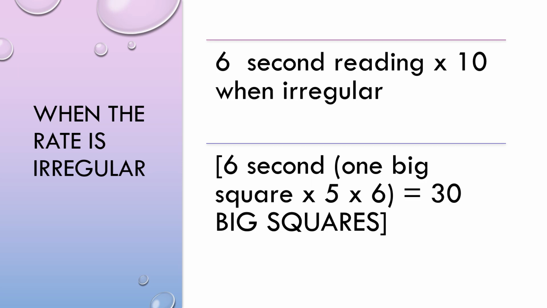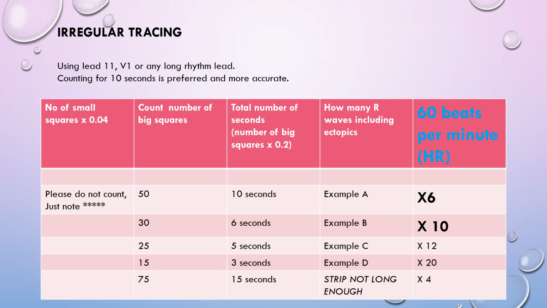But what if we just want to do a 6-second reading and multiply by 10? We know that 6 seconds means 1 big square times 5 times 6, which is 30. So we need to count the number of RR peaks in 30 big squares. And we're going to count it whether it's the real QRS complex or is an ectopic. We count all of those.